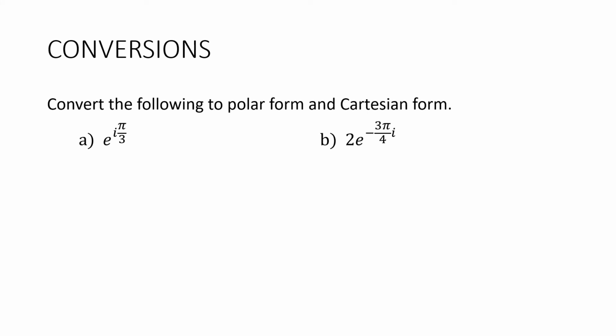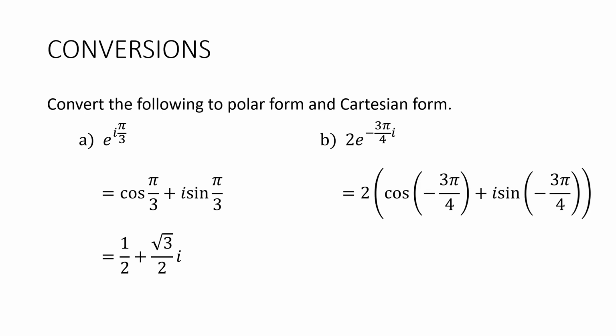Convert the following to polar form and Cartesian form. The first one is e^(iπ/3). I'm going to expand that out. We have a modulus of 1, so we don't need to worry about that. We've got cos π/3 plus i sin π/3. Cos π/3 is a half, and sin π/3 is root 3 on 2. So there's our answer. The second one, 2 multiplied by e^(-3πi/4).